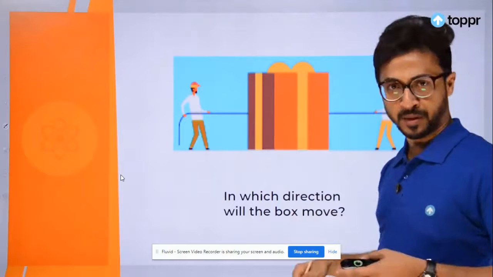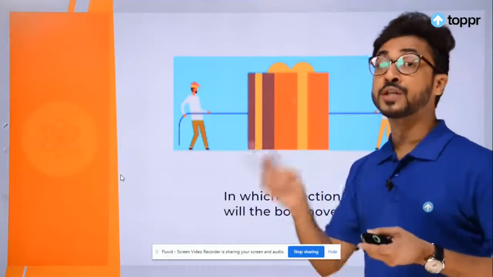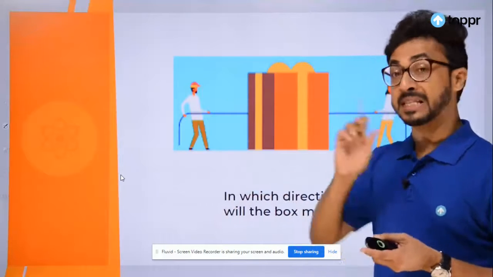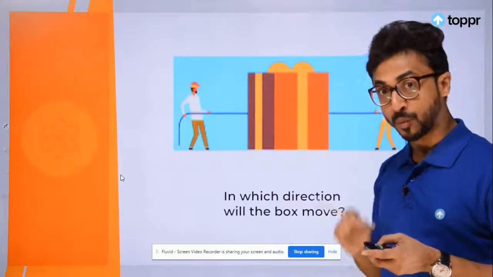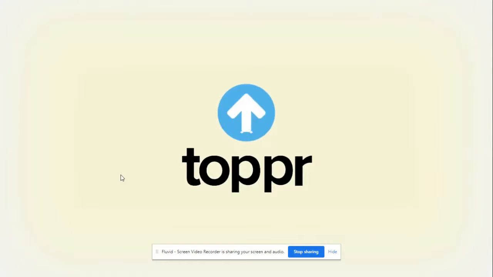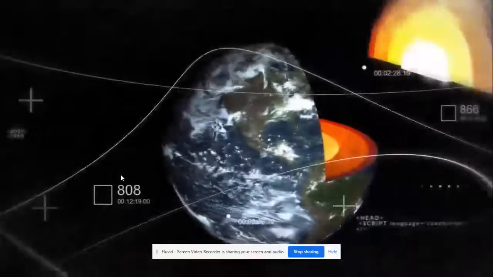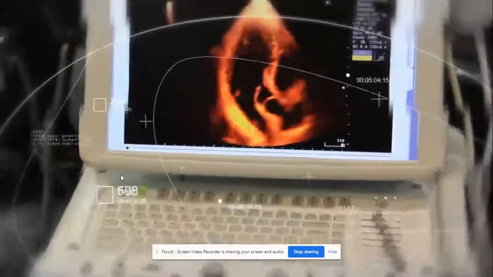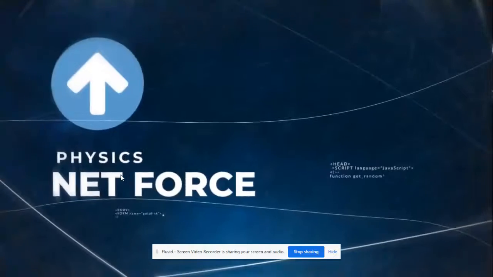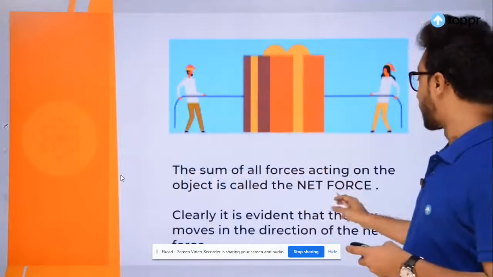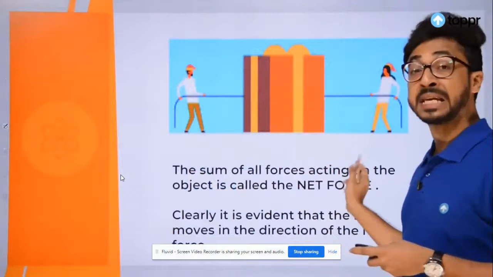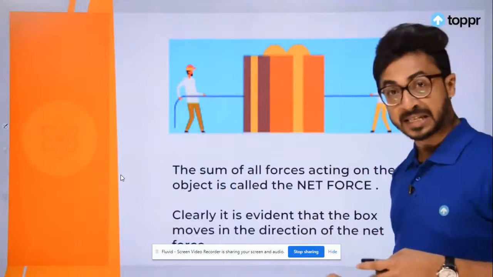Now, the effect of this greater force, in physics, has a special name. What is that? The sum of all forces acting on an object is called the net force. That is what we say.